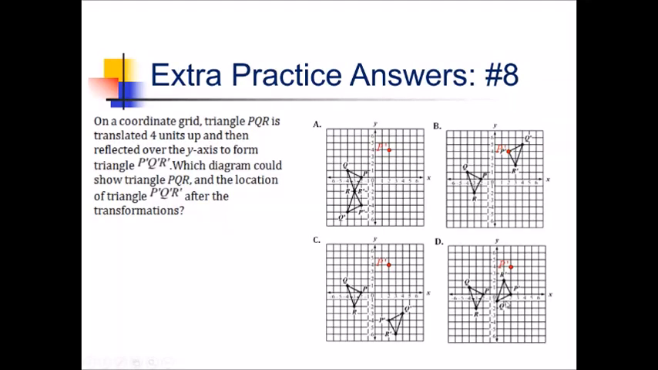So we can actually eliminate A, C, and D using just a single point that we transformed from the original graph. So it could only be answer choice B. Now, if you do double check, if we go up 4 and then reflect Q, we get Q prime. If we start with R, it would go up 4 and reflect that, we get R prime. So it actually does work out with choice B.